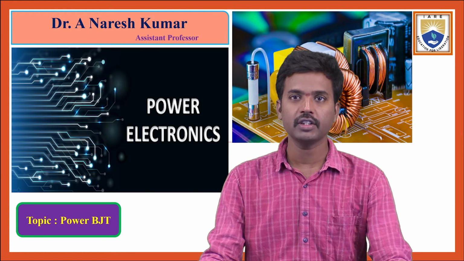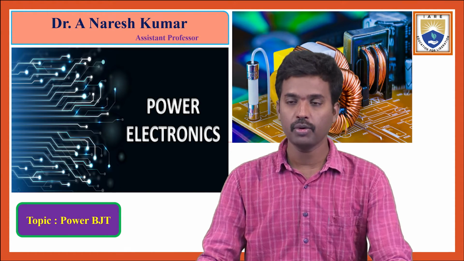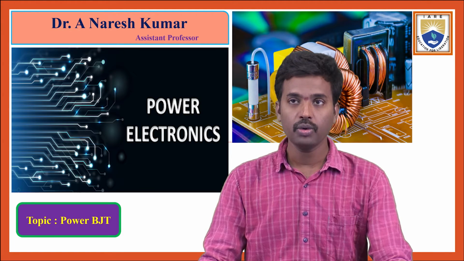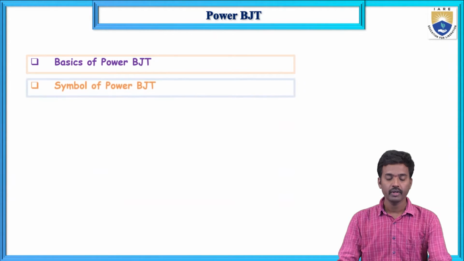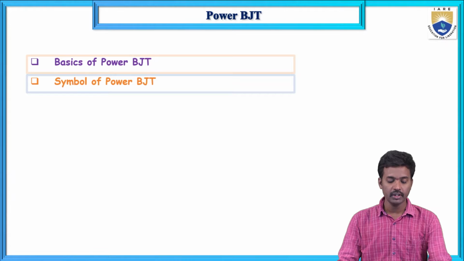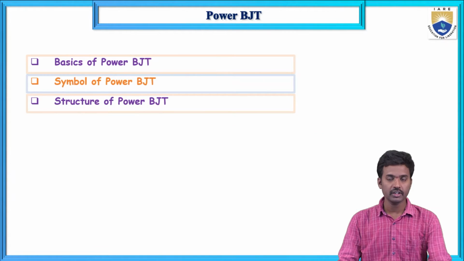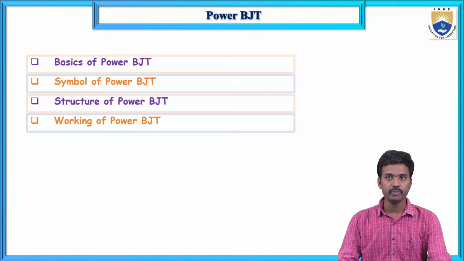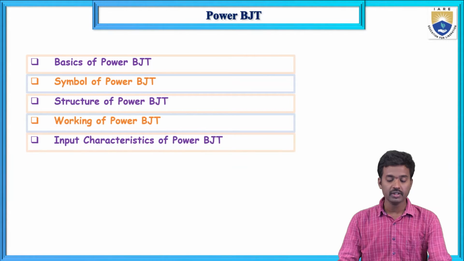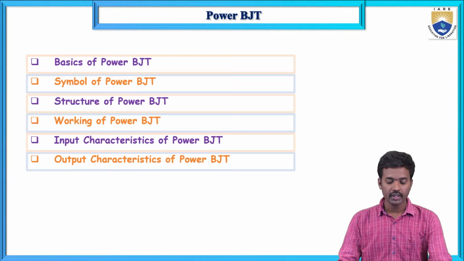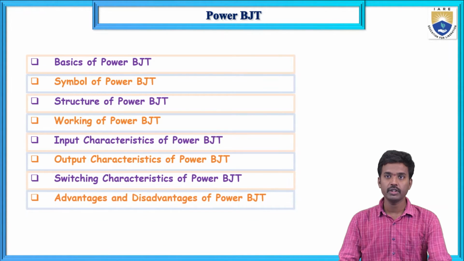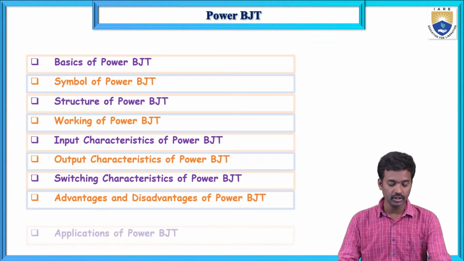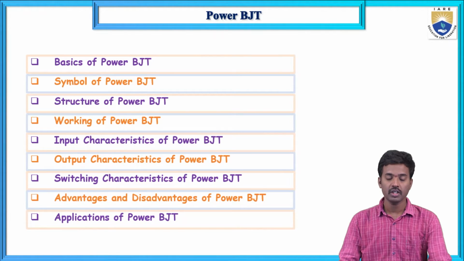Today we are going to have a discussion on power BJT, bipolar junction transistor. So now here in this, I will explain first the basics of power BJT and next the symbol of power BJT. After that, the structure and construction of power BJT, the working of power BJT, and next the input characteristics of power BJT, output characteristics of power BJT, and next the switching characteristics of power BJT, next the advantages and disadvantages of power BJT, and last, the applications I will explain.